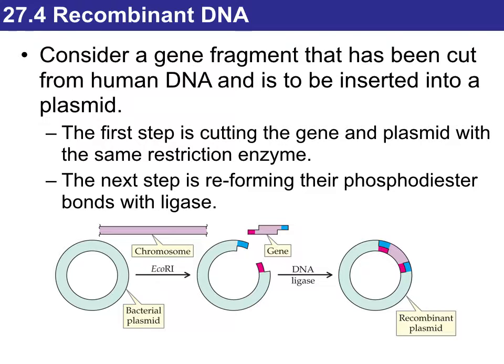So here below you have a diagram showing a chromosome from the organism of interest, and then the plasmid of a bacterium, the bacterial plasmid, on the left. You use the restriction enzyme to cut both the plasmid from the bacterium and the gene of interest on that chromosome. Then you use DNA ligase and you get what we call a recombinant plasmid.